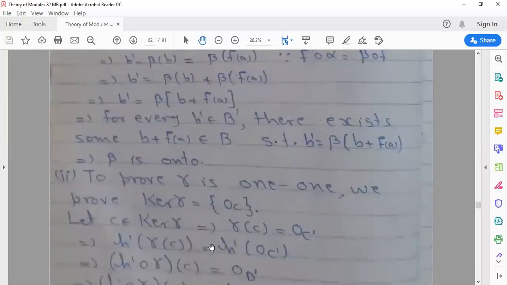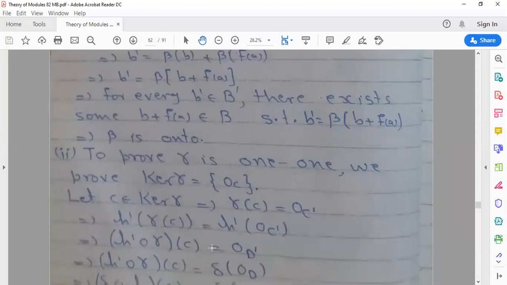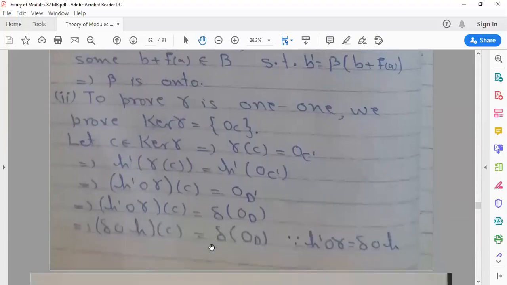After this, what we have to prove is that gamma is 1-1. For 1-1, in the last theorem we proved that beta is 1-1. There we used a well-known result: beta is 1-1 if and only if the kernel of beta is equal to 0. Here we have to prove that gamma is 1-1, so we use the same well-known result: gamma is 1-1 if and only if the kernel of gamma is equal to 0. This is the identity. So we prove that the kernel of gamma is equal to 0.